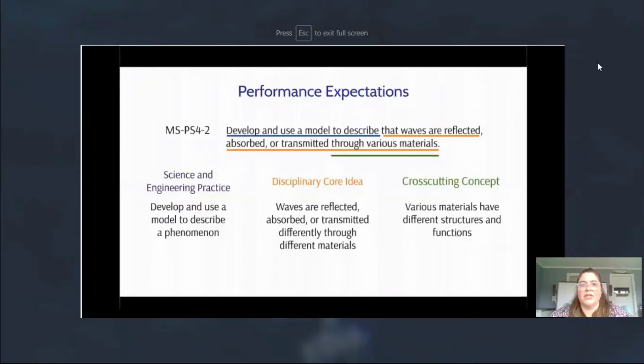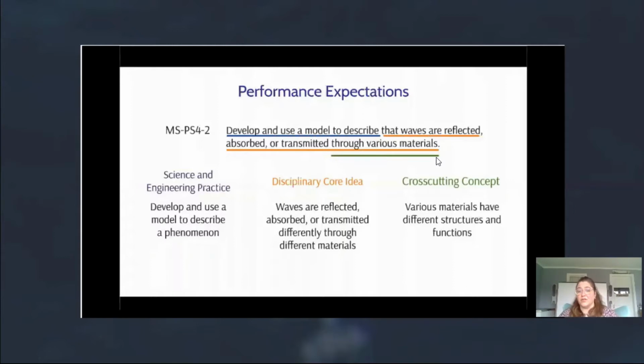But I want to talk a little bit about what that's going to look like. So here's your performance expectation. Okay, this is an example, and we're going to break down the different parts. In your NGSS standards, you're going to see 3 pieces. The blue would be your science and engineering practice, the orange is your core ideas, and the green is your cross-cutting concept. So here you have MS, which means middle school, PS4, which is your big idea of science or your domain, and then 2 would be the part of that domain or standard. So you can see that in this particular standard, develop and use a model to describe that waves are reflected, absorbed, or transmitted through various materials. Here's your science and engineering practice about your scientific phenomenon. Here is your disciplinary core idea, which is waves are reflected, absorbed, or transmitted differently through different materials. And here's your cross-cutting concept, which would be that various materials have different structures and functions.